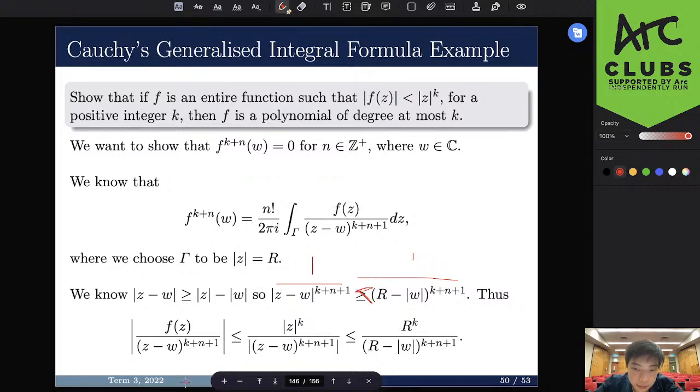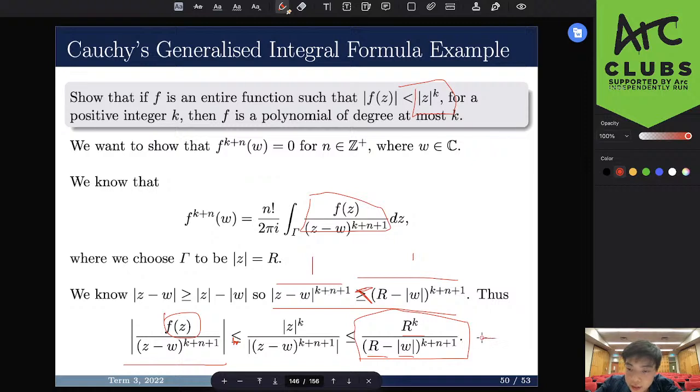So now we can just first notice that the maximizer for this can be found by changing our modulus of f of z to our term right here. And oops, this should be just a strictly less than. But then of course we can substitute in our second thing right here. So we substitute in this inequality and we should get that the modulus of f of z over z minus w to the power of k plus 1 plus n is going to be less than or equal to this right here. And since r is a real number and the modulus of w is a real number, since w is fixed for us, we can say that this right here is a real constant.